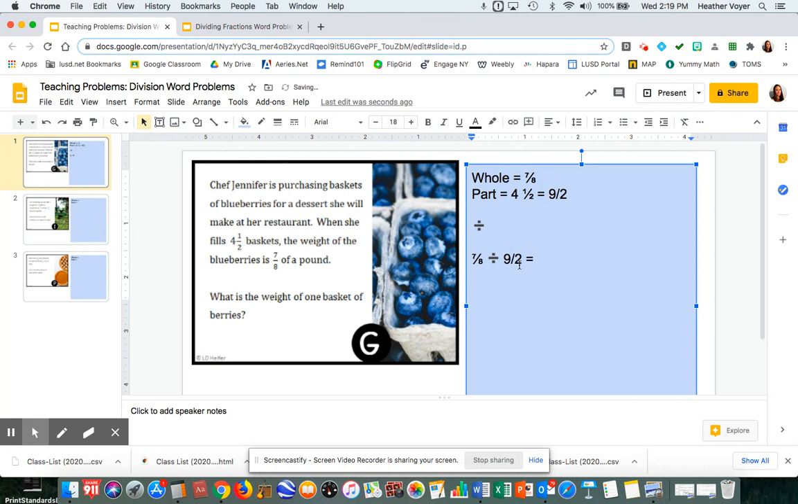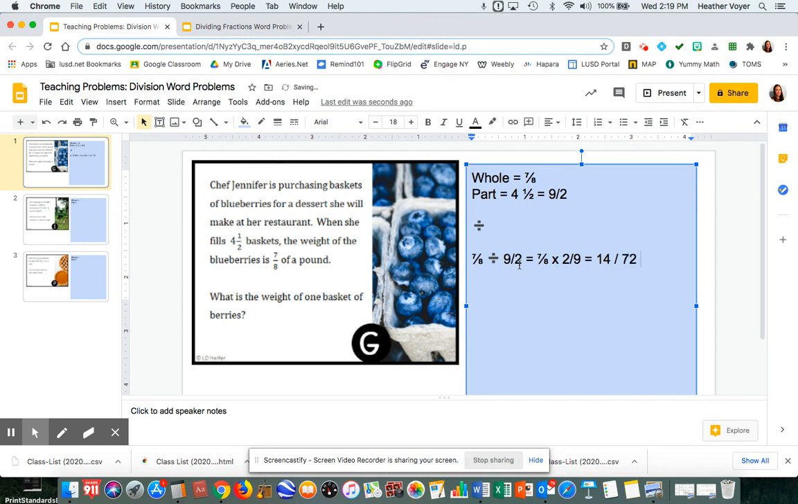All right, and now I can do the keep it, change it, flip it. So again, I have 7/8. Change your division to a multiplication, and I'm going to flip 9/2 to 2/9. And now we can just multiply. So 7 times 2 is 14, and 8 times 9 is 72.